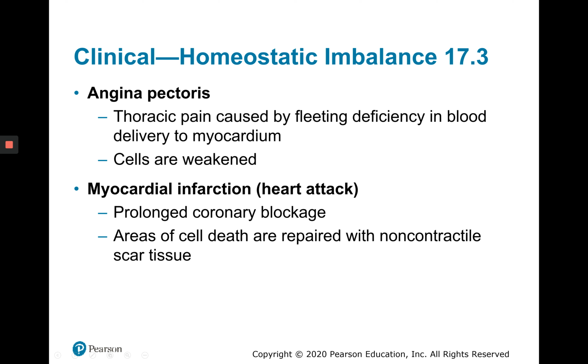Some imbalances we also want to mention are angina pectoris and a myocardial infarction, another term for a heart attack. Angina pectoris is thoracic pain. It's usually caused by a fleeting deficiency in blood, and that fleeting deficiency is in the delivery of blood to the myocardium itself. This can weaken cells, but it's usually, again, that fleeting thoracic pain. It may or may not be a sign of a possible myocardial infarction in the future. So again, may or may not, it depends on the person.